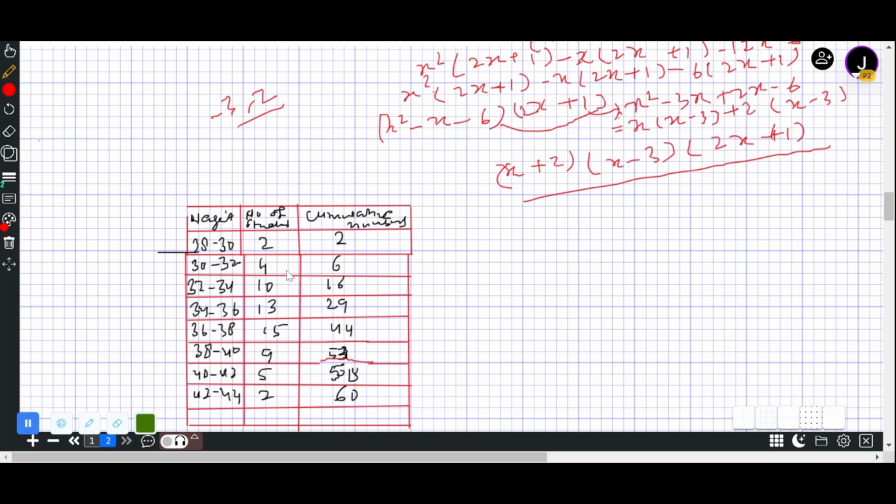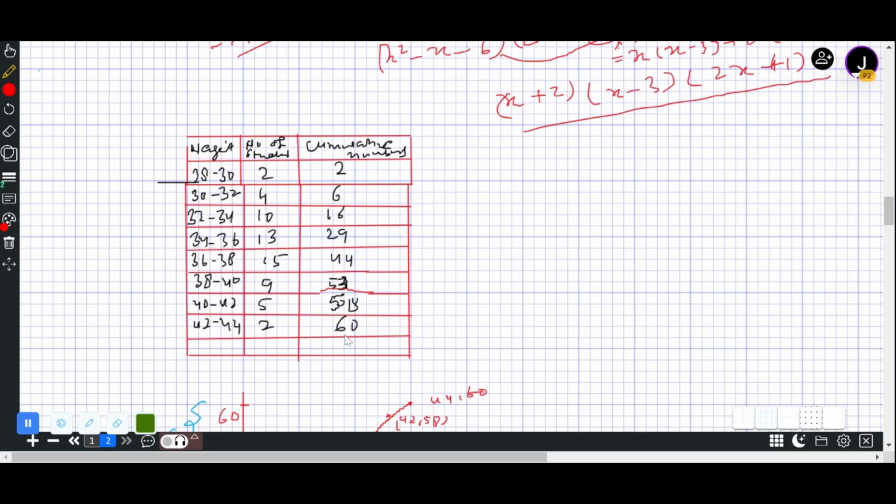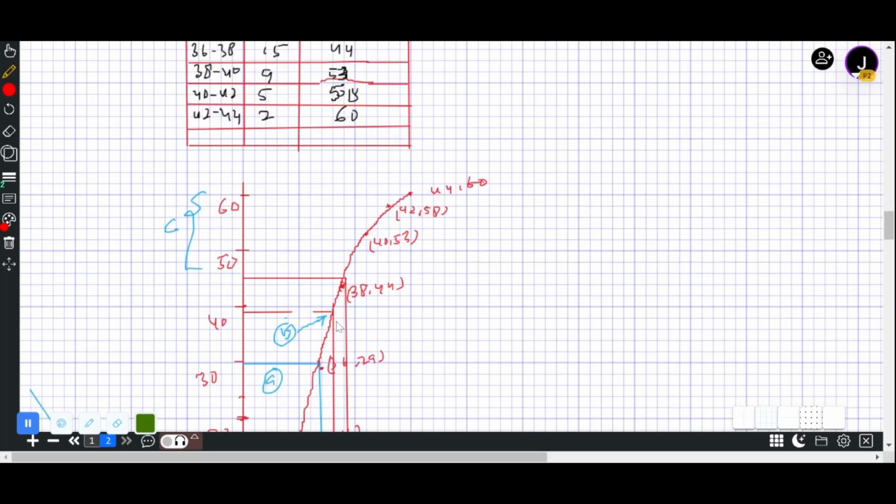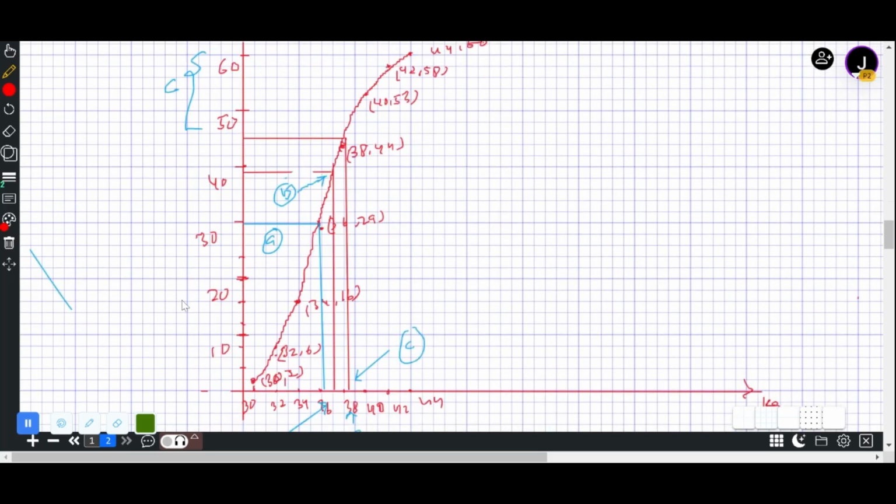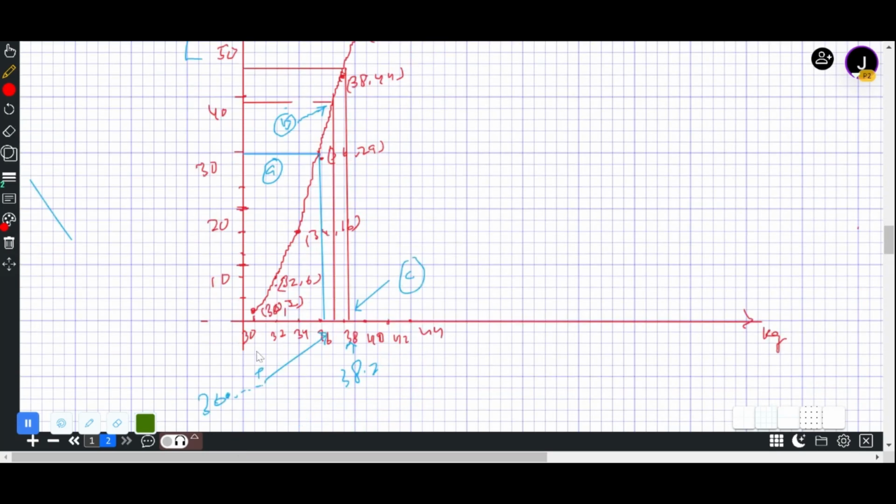So we will mark that on the y-axis, and on the x-axis we have marked weights. If you see, we will mark individual points. For 30 kg weight, there are 2 students, so 30 on x-axis, 2 on y-axis. Next is 32, which is for 6, so 32 and 6 marked there. 34 and 16. 36 and 29. 38 and 44. This way. These are the coordinates now.